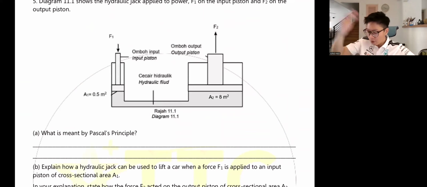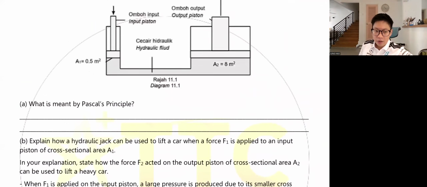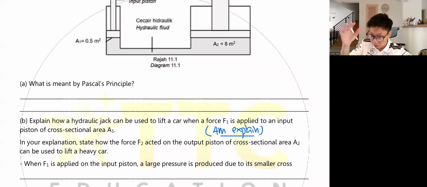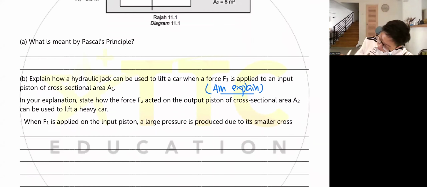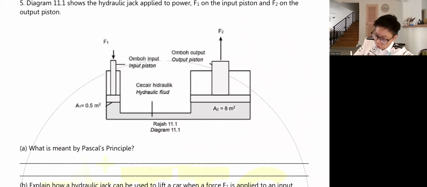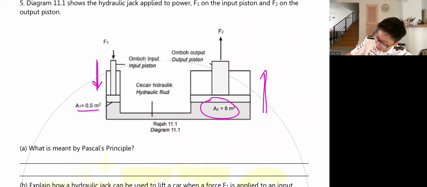Okay. So in F1, F2, we got this small and big area. So guys, I want everybody to think out here properly. I want to do the 4 marks explain. How do you explain how a hydraulic jack works? Mainly you press into a small area, you get a big area, then it goes out, right?